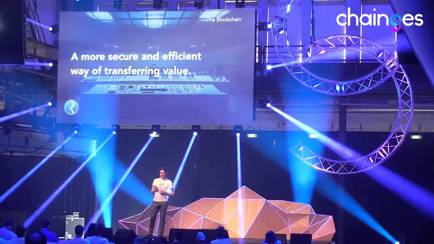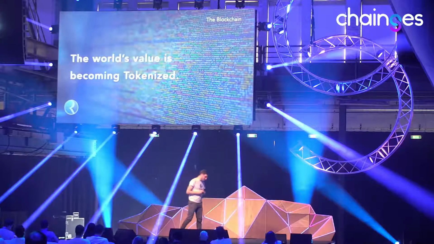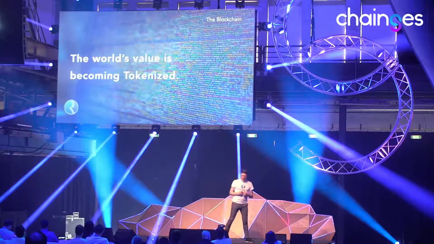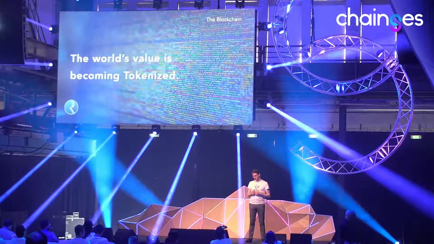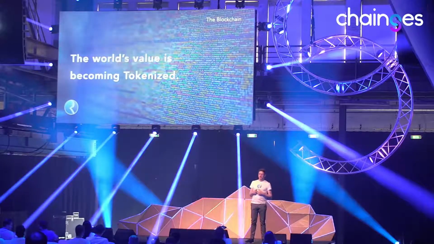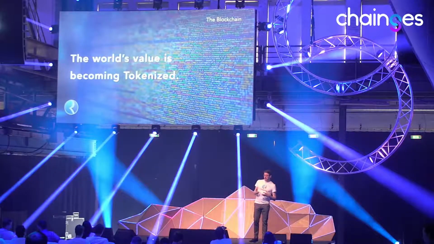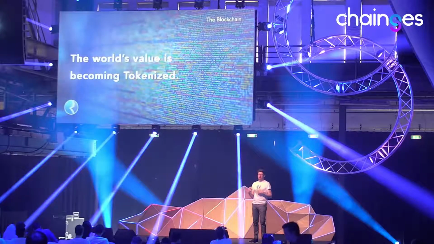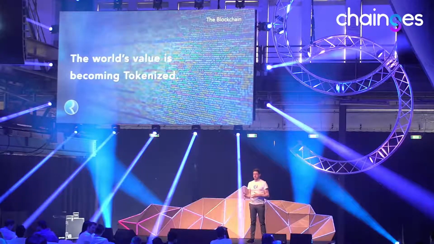How do we transfer value on the blockchain? Through tokens. We've all heard this famous quote, software is eating the world, and now software is eating value. So basically, the world's value is becoming tokenized. You can represent anything on blockchains in the form of tokens.